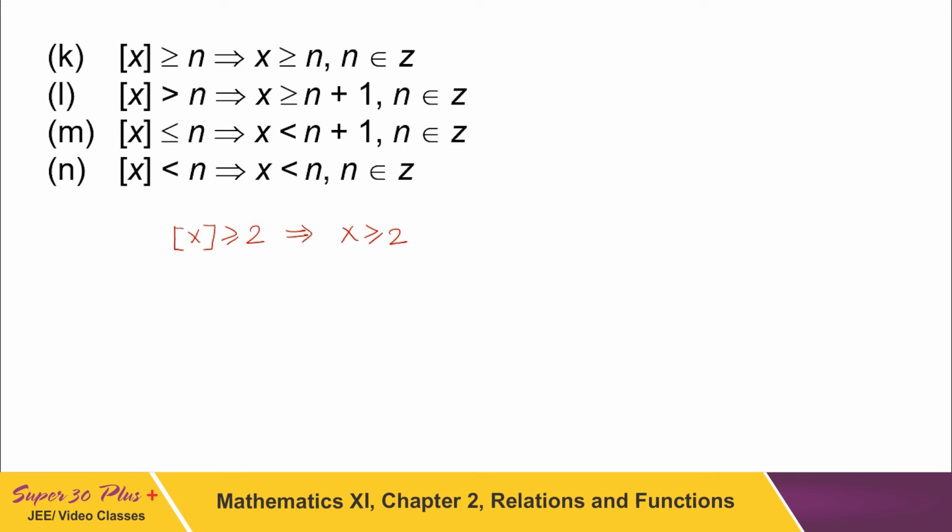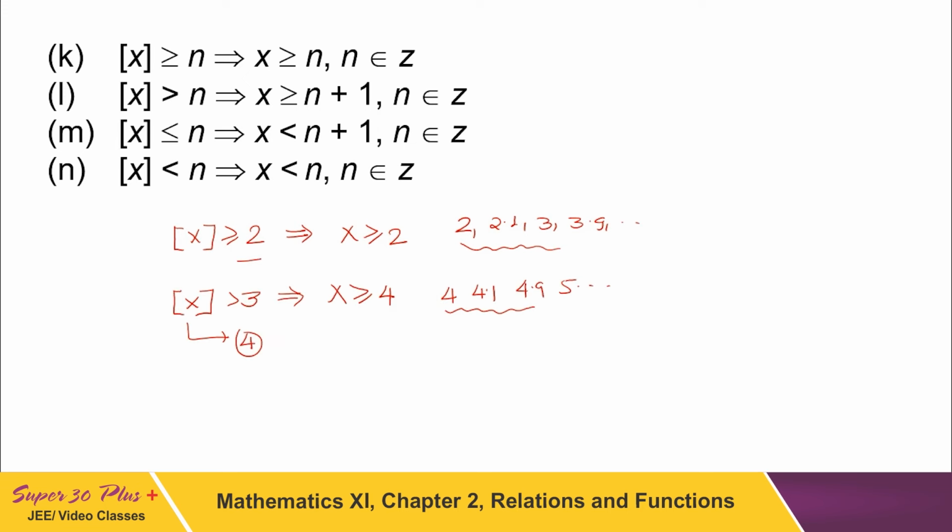If we put x greater than or equal to 2, means 2, 2.1, 3, 3.9, etc., then the value of the greatest integer will always be greater than or equal to 2. It is so obvious because for the 2, the greatest integer is 2. And for all these values, the greatest integer is always greater than or equal to 2.